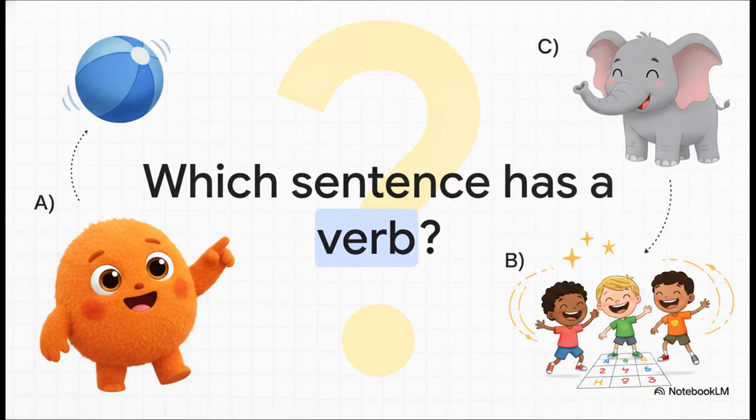All right, trick question time. Which of these full sentences actually has a verb in it? A, the blue ball. B, the children play. C, a big elephant. Which one has real action going on? Spot on, it's B, the children play. Sentences absolutely need a verb to come alive. A blue ball and a big elephant are great, but they aren't doing anything until we add a verb.